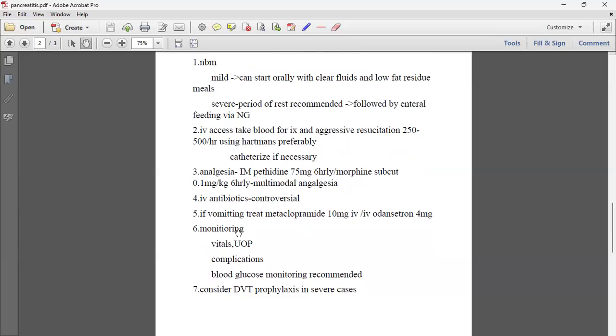An important aspect is analgesia. It's always good if you can mention the drugs with the doses, because then the examiners know that you have been in the ward and you are aware of how you manage an acute pancreatitis patient. Analgesia can be done with pethidine or morphine, and read up on multimodal analgesia. IV antibiotic use is controversial. Pancreatitis patients have vomiting, so metoclopramide should be given, and so on.